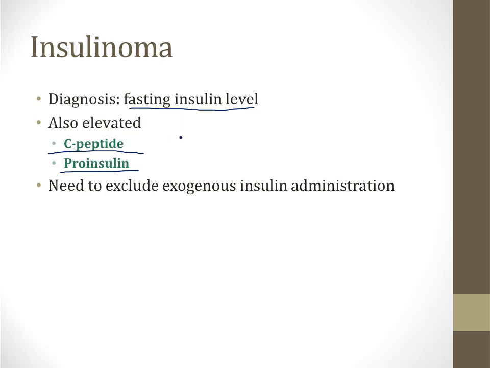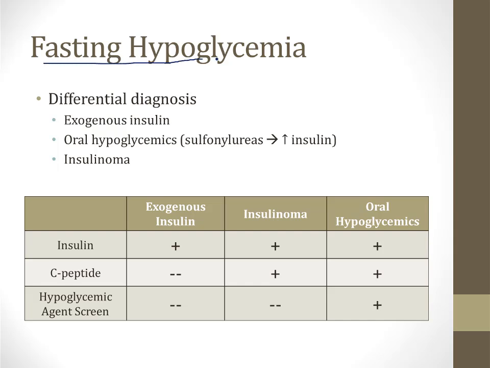One thing that is also in the differential diagnosis of an insulinoma is exogenous insulin administration. Some patients will administer insulin to themselves for secondary gain, and they'll present with symptoms of high insulin, but they don't actually have a tumor in their pancreas. When an adult patient has fasting hypoglycemia, the differential diagnosis includes exogenous insulin administration, oral hypoglycemic drugs like sulfonylurea. These drugs increase insulin secretion from the pancreas, and then finally an insulinoma. So you need to exclude these two causes before you can make the diagnosis of an insulinoma.